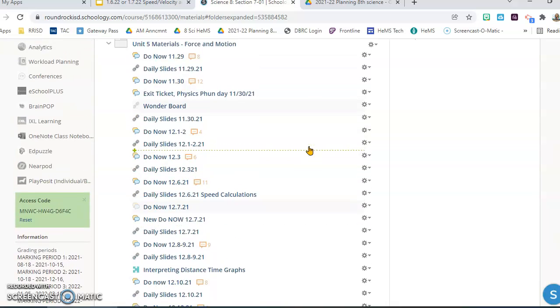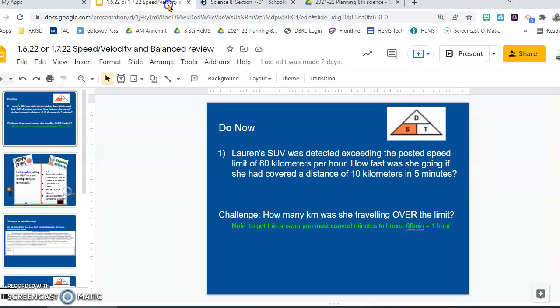All right. So let's take a look at what we got going on today. Lauren's SUV was detected exceeding the posted speed limit of 60 kilometers per hour. How fast was she going if she covered a distance of 10 kilometers in 5 minutes? We have to think about that. But wait, 5 minutes.